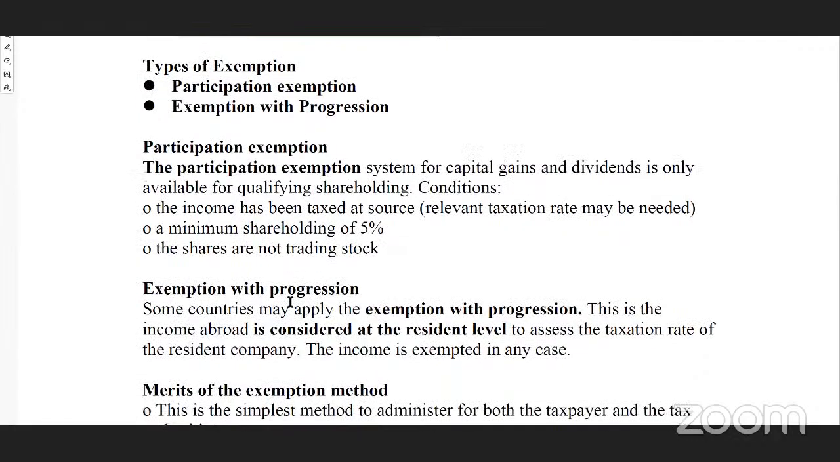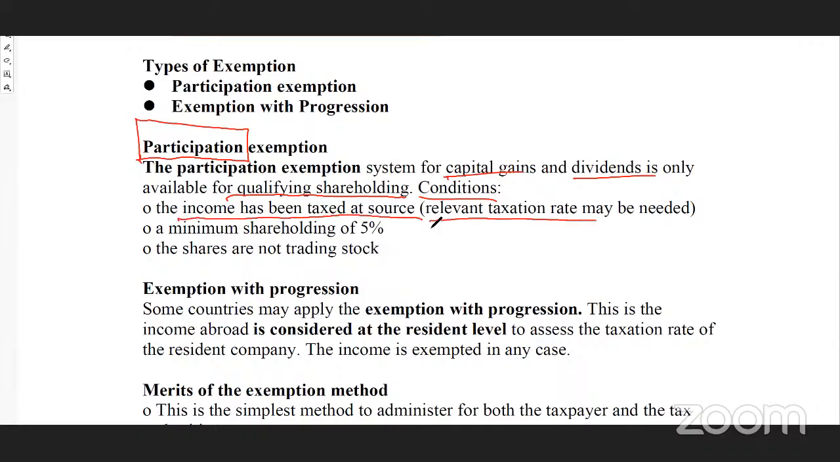Now, participation exemption mostly exists for capital gains and dividends, mostly for passive income. And the word there is participation. It means that you must meet some condition. You must participate to enjoy that exemption. So it is a system for capital gains and dividends that are only available for qualifying shareholding. So the condition is that, one, the income should have been taxed at source.